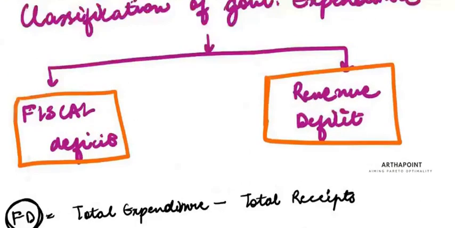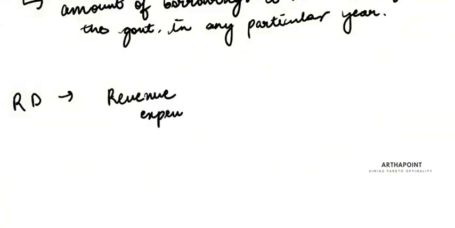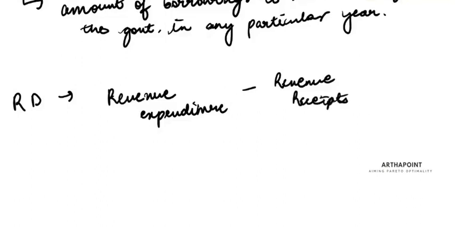Let us now go to the next type, which is called the revenue deficit. As the name suggests, revenue deficit should only talk about revenue. So when I find out my revenue expenditure and subtract my revenue receipts from it, what I get is called the revenue deficit.